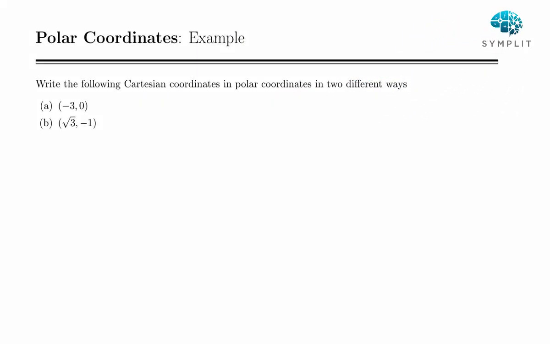We have some conversions that can take us from Cartesian to polar coordinates. We have r squared equals x squared plus y squared. We have tangent of theta is y over x. So let's go ahead and use these for part A.